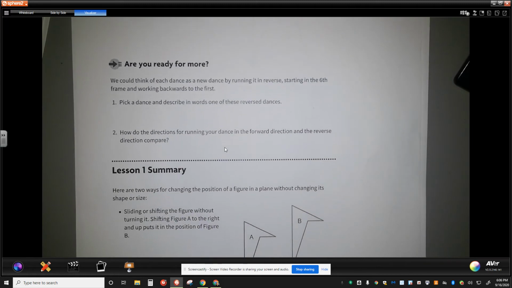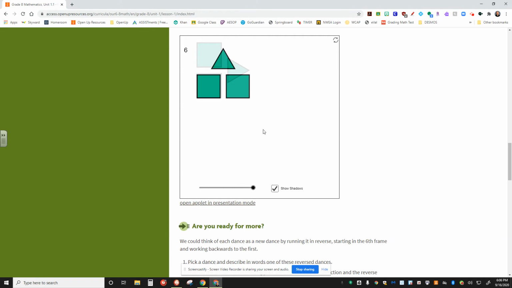We could think of each of the dances as a new dance by running it in reverse and starting in the 6th frame and working backwards to the first one. So what we should be able to do with that is, again, just come back here to this one and go ahead and go in reverse. So we start with this one, we drop the shadow, and we can go ahead and come back from here.